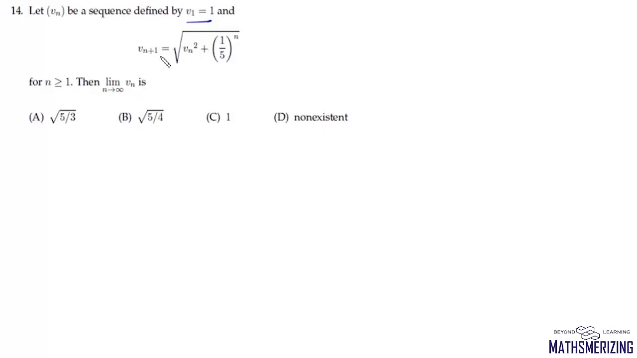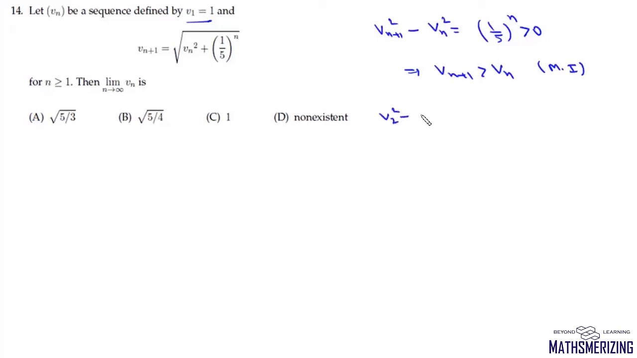Now we can write this expression as Vn plus 1 square minus Vn square, and it will be equal to 1 by 5 to the power n, and will be greater than 0. From here we can write Vn plus 1 will be greater than Vn, that is, this sequence is monotonic increasing sequence. Now we can write V2 square minus V1 square will be 1 by 5.